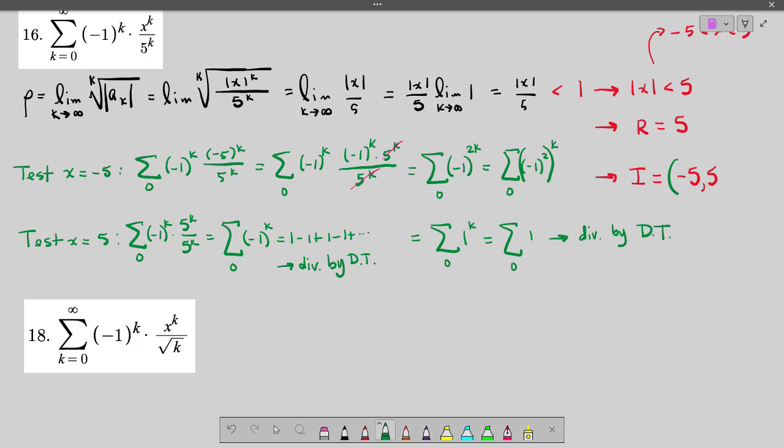Now we've finished the puzzle. We've tested both endpoints. We have divergence at both endpoints. So this is our conclusion right here. Radius of convergence is 5, and the interval of convergence is -5 to 5, diverging at the endpoints. So that is our interval of convergence.